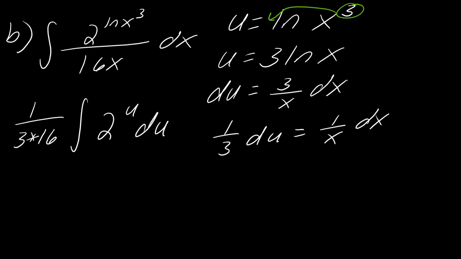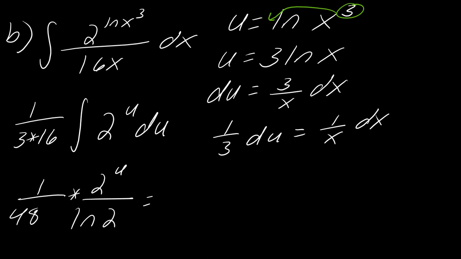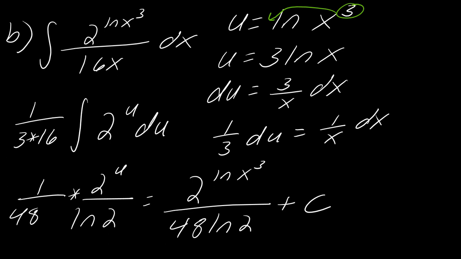So that's everything substituted out now, right? And so now from here, this is going to be 1 over 48, times 2 to the u over the natural log of 2, which is going to be 2 to the natural log of x cubed over 48 natural log of 2, and then don't forget the plus c.